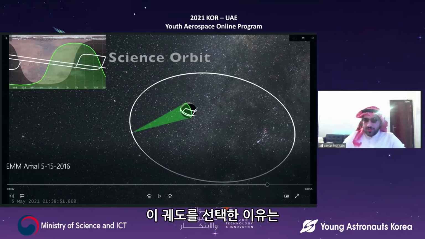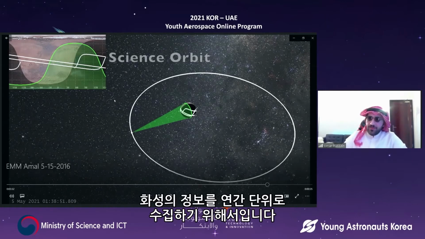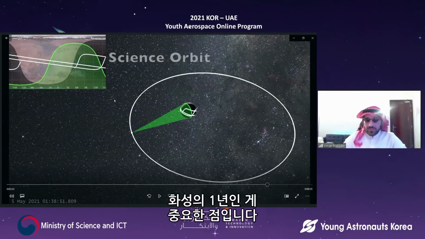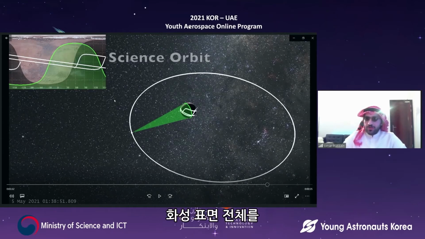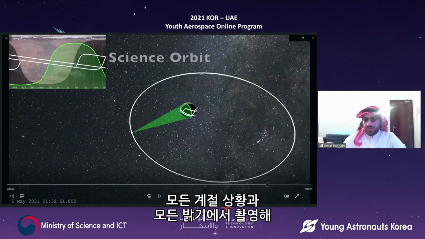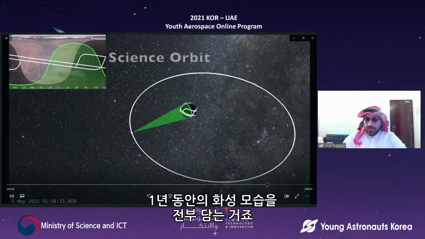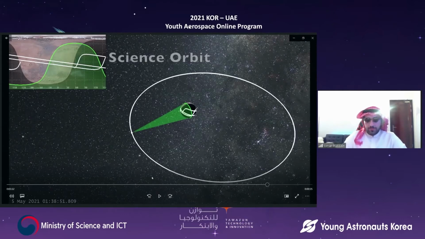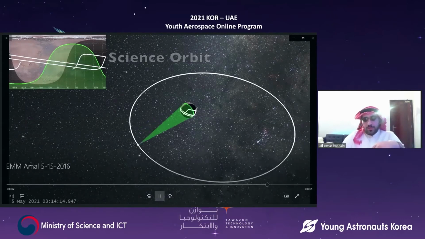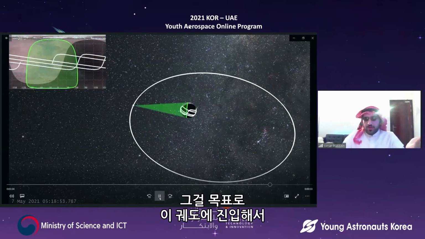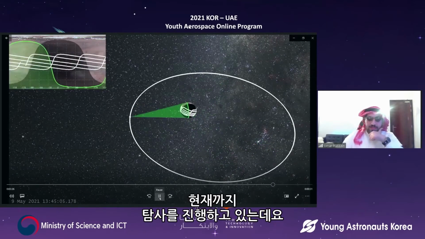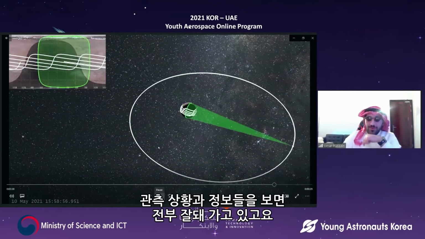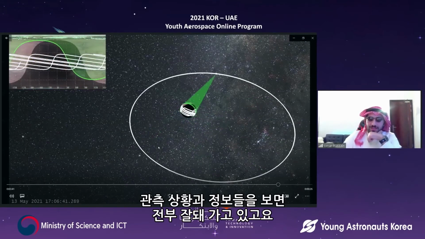So we chose this orbit in order to get full year coverage around Mars, full Martian year coverage. That's important. The Martian year is 2 Earth years. So we wanted to cover the whole surface of Mars throughout all of the seasons, throughout all of the lighting conditions, throughout a whole Martian year. So that's basically the goal of the mission, the big goal in general. So yeah, we did that and we got into the orbit, and right now we're conducting our science and observation data and our observations, and everything looks great.